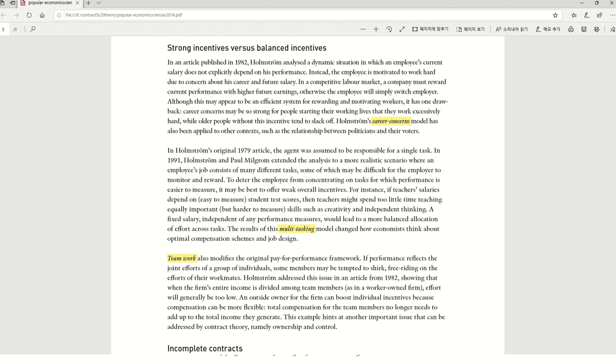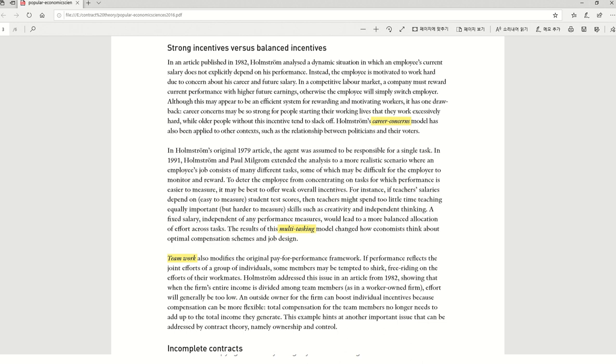I just want to encourage you to go back to this Nobel Prize document and read it again, and you will probably see that you can now understand it much better. Now we are discussing multitasking and career concern, and we talked about teamwork, the free riding problem before. We also talked about adverse selection, which is not discussed in this document. In this document, only moral hazard and some other problems are discussed.